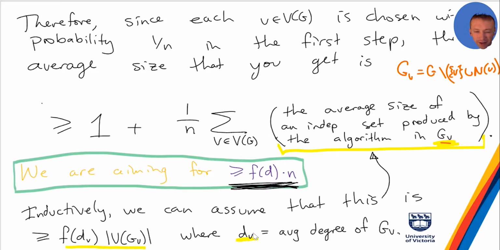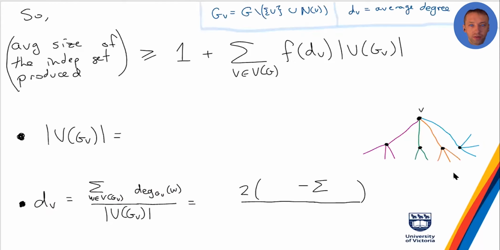So d sub v is not the degree of v. That's kind of annoying notation. The degree of v is going to be deg of v. So d sub v is just the average degree of G sub V. Inductively, I can assume that all of these are at least this value, so I can just plug that in.